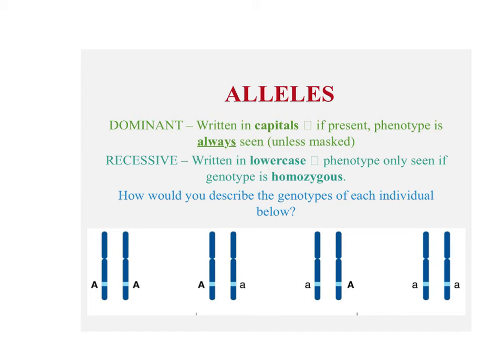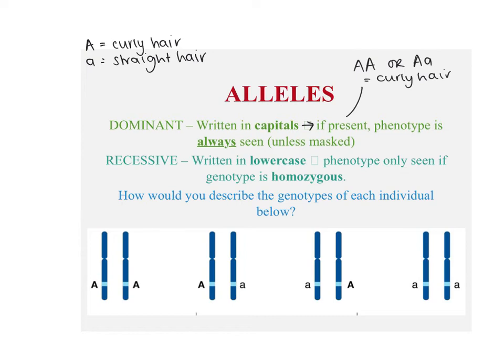Dominant alleles are the powerful ones. Okay, they're big. We write them in capitals. So if in my genotype I have got a dominant allele, I'm going to see that characteristic. So for example, if big A means that I've got curly hair and little a means that I've got straight hair, regardless of if I've got 2 big A's as my genotype or a big A, little a, I'm still going to have curly hair. Okay, because it overpowers the recessive gene.